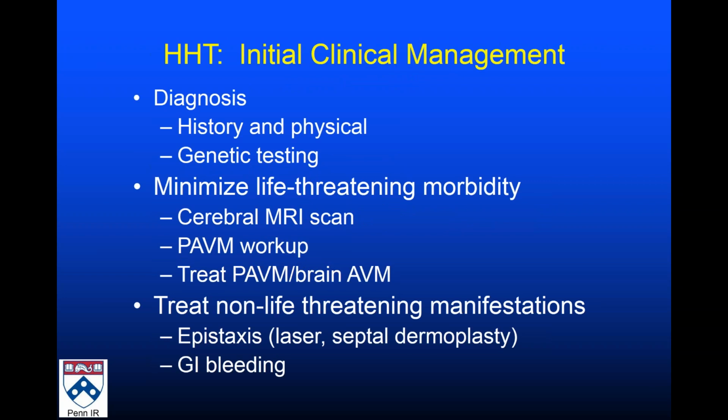So when we see somebody with HHT, and we're talking mostly about their PAVMs, we start with a history and physical examination and offer genetic testing. And what we're doing is we want to try to limit the life-threatening morbidity associated with HHT. The two things that are really going to hurt somebody in the short term are cerebral AVMs and pulmonary AVMs. So we get a brain MRI and we do a workup for PAVMs. And then if they're there, we treat them as appropriate, and I'll get into the nuances of treating PAVMs. We're also going to treat the non-life-threatening manifestations, including nosebleeds, that's epistaxis, with general measures as well as more aggressive measures such as laser and septal dermoplasty, and obviously gastrointestinal bleeding and blood loss associated with that.